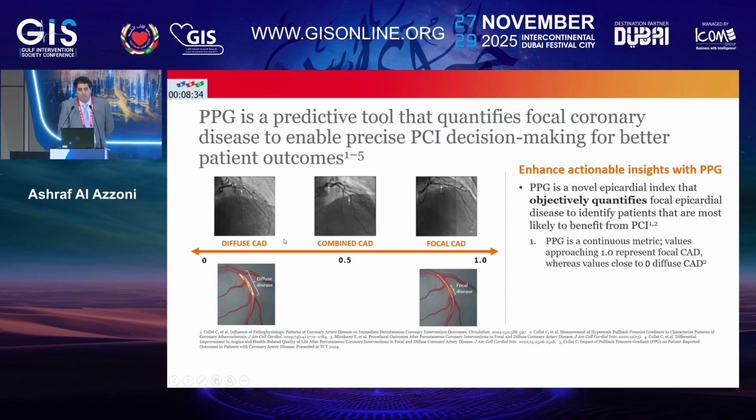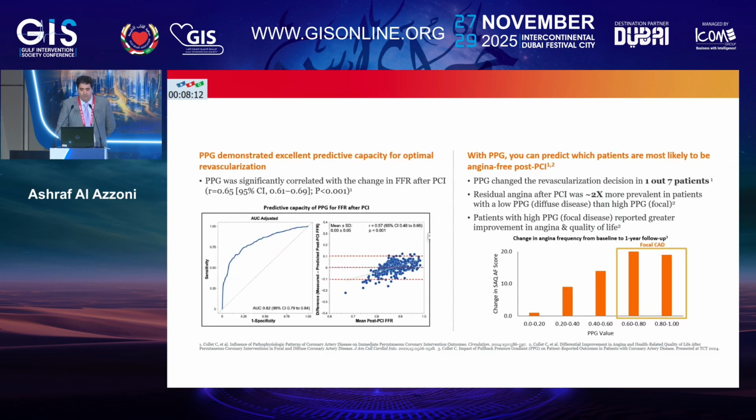So for the PPG, the pressure pullback gradient, essentially it is a gradient from 0 to 1. I'll show you how the software does the calculation, but the higher the number, the closer it is to 1, the more focal the lesion is. The lower the number, the closer to 0, the more diffuse the lesion is. So keep that in your mind as you analyze this, as I show you the cases in a few minutes.